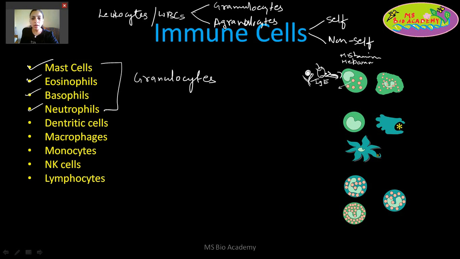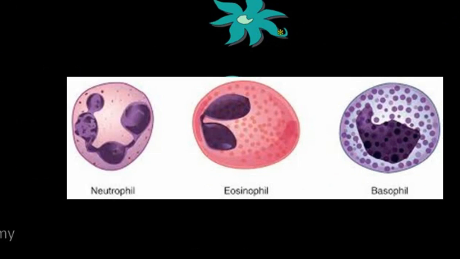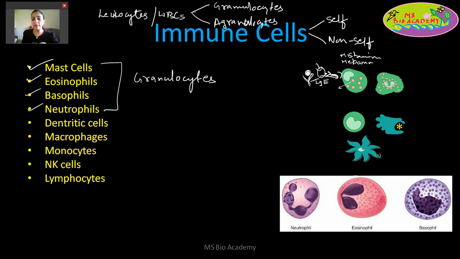When you see them under the light microscope, in certain cells you will see granules present, so they have been categorized as granulocytes, which are the mast cells, eosinophils, basophils and neutrophils, as you can see in this picture. So this is the neutrophil, eosinophil and basophil. In all three of them granules are present, and these granules are rich in histamine, heparin and hydrolytic enzymes. They release them and generate an immune response against infected cells or pathogens, right?